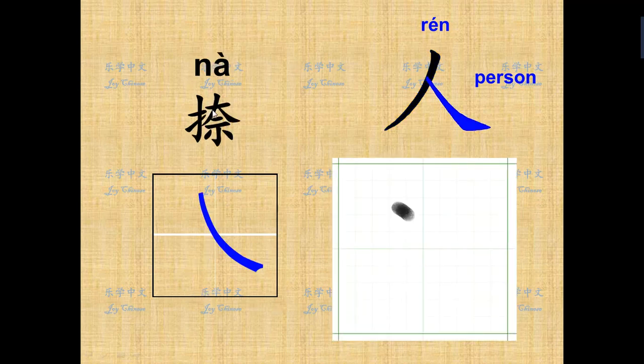Next one is 捺, written like this. It's the second stroke of 人. You see here we have a 捺, right? We can find several 横 in here. One 撇 in here. One 捺 here. We have a dot, 点 here. It is written like this. Okay.